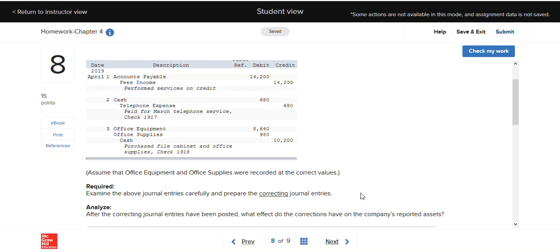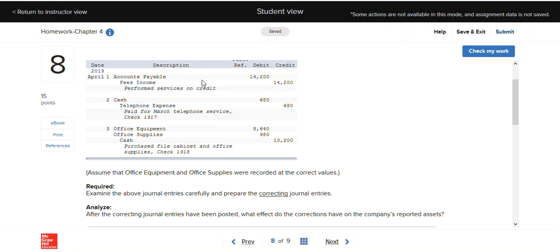It says assume that office equipment and office supplies were recorded at the correct value, so that has to do with this third entry. It says examine the above entries carefully and prepare the correcting journal entries. We're assuming that these were posted from the journal to the ledger, otherwise we would not be preparing correcting entries, we would just mark these out and fix them. But we're going to actually have to correct these.